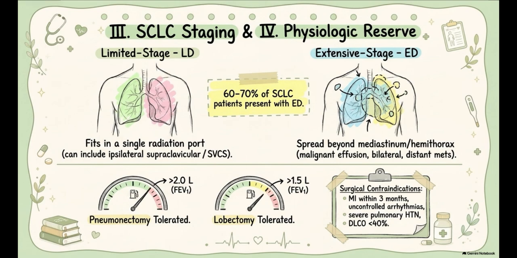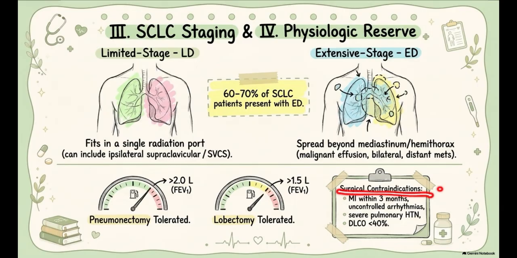Alongside staging, we must determine physiological reserve. A patient must have adequate lung function to tolerate surgery safely. Look at their FEV1, or forced expiratory volume, in 1 second. They need an FEV1 greater than 2.0 liters to survive a pneumonectomy. They need greater than 1.5 liters for a lobectomy.